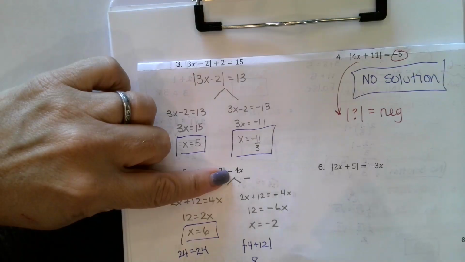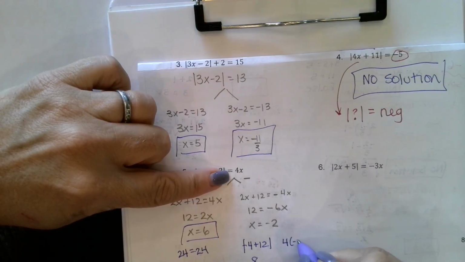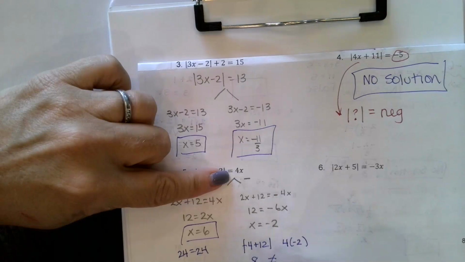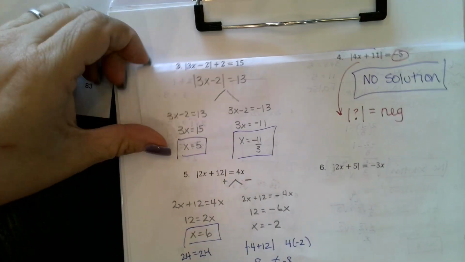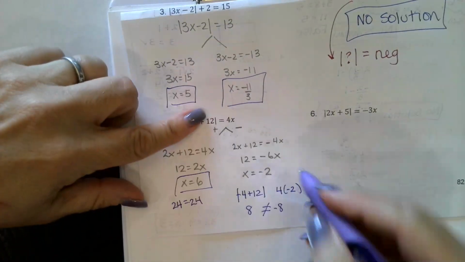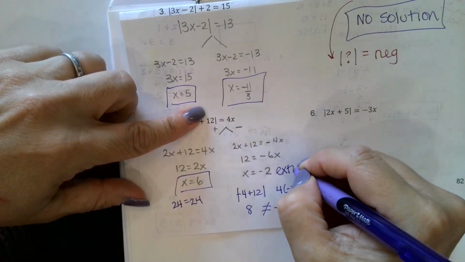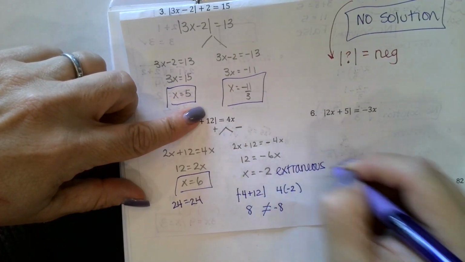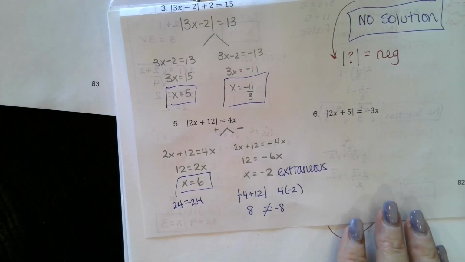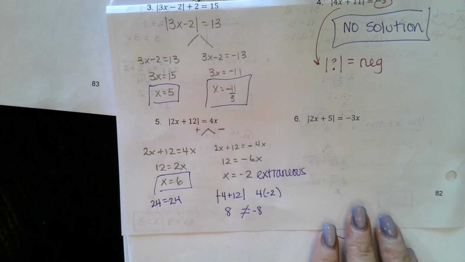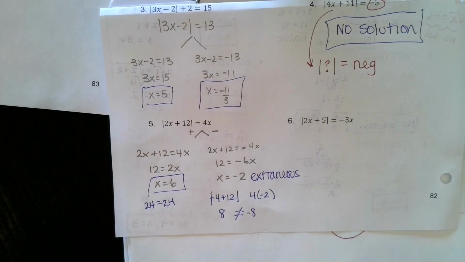On this side, I'm going to have 4 times -2. This does not equal 8. This equals -8. They are not equal. So x equals -2 is extraneous. So I'm only going to have one answer. Okay? All right. I'm going to go ahead and pause the video, and I want you to think about what you're going to do for number 6.